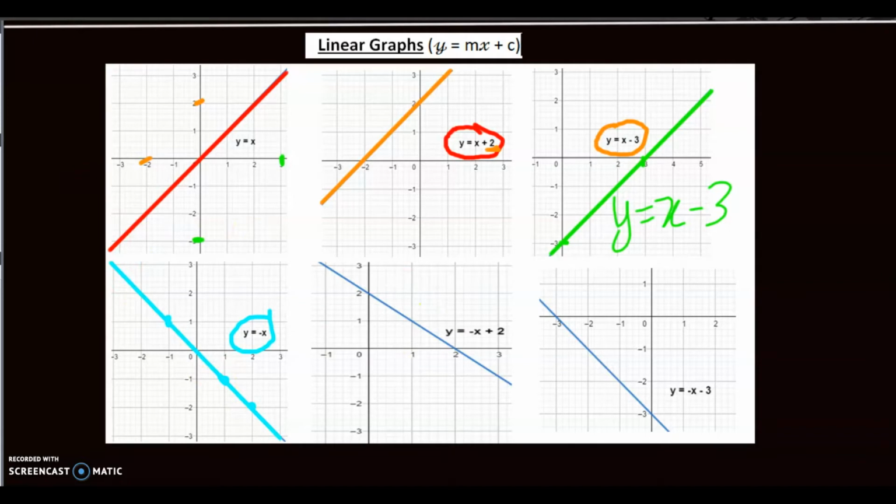And then y = -x + 2 is the same blue graph but translated 2 units up. So it cuts here and here. So we get a graph cutting 2 and 2. And similarly for -x - 3, it's the same blue graph but now it's translated 3 units down.